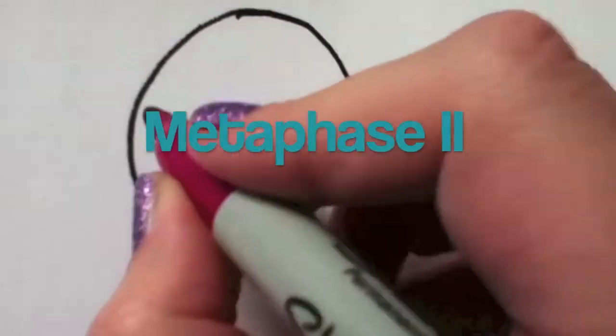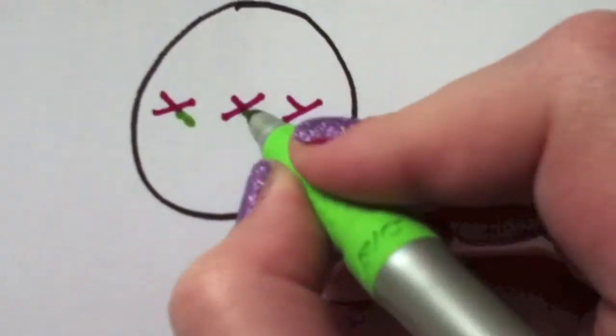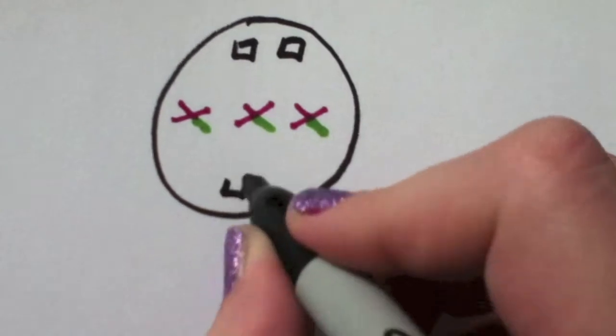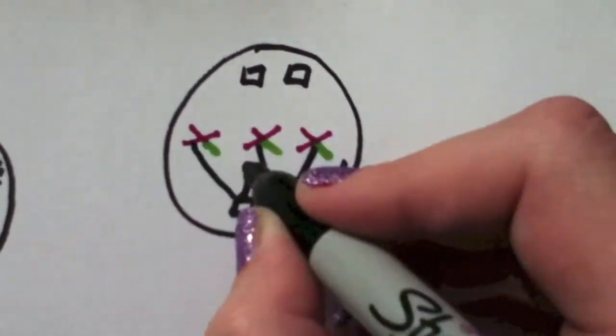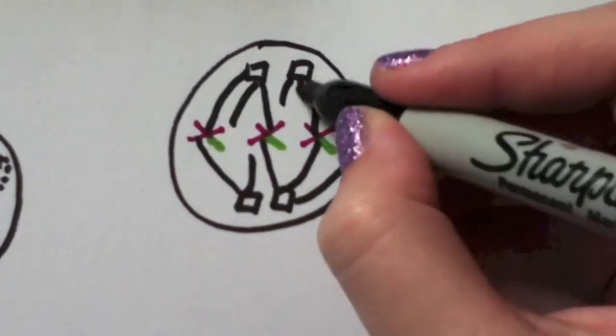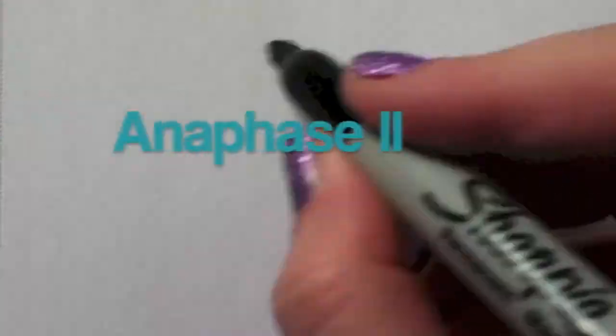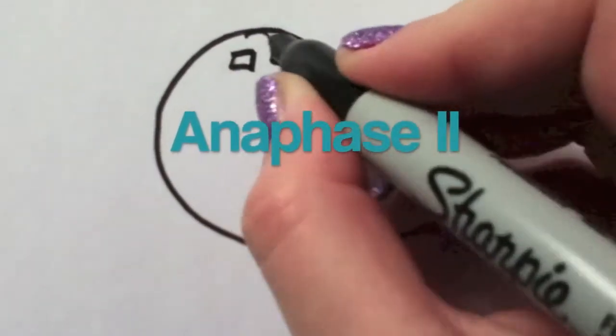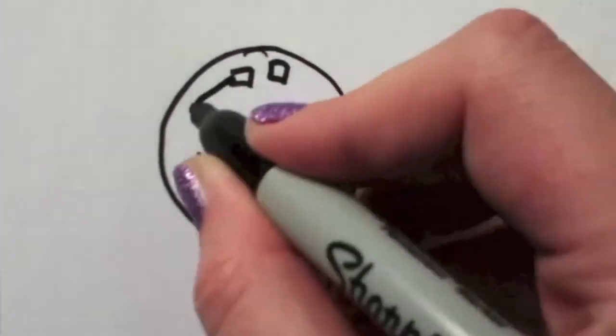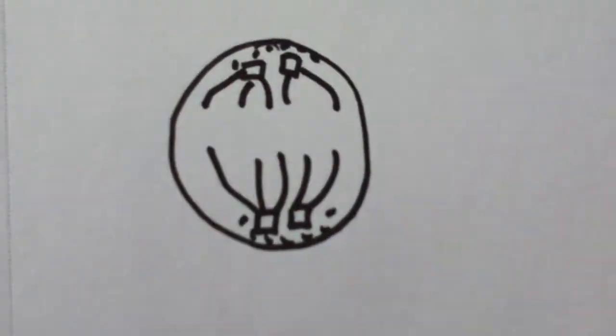In metaphase 2, chromosomes line up in the center of the cell and prepare to be divided. Mitotic spindles attach to the chromosomes at the kinetochore. In anaphase 2, mitotic spindles pull sister chromatids apart, separating the centromeres of each chromosome.